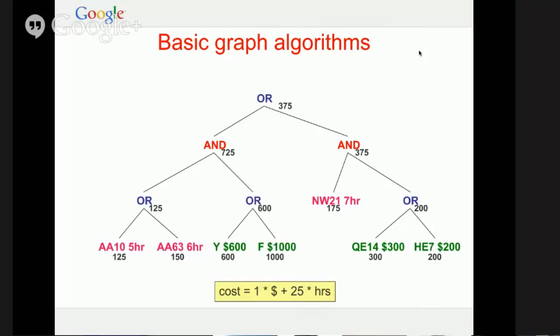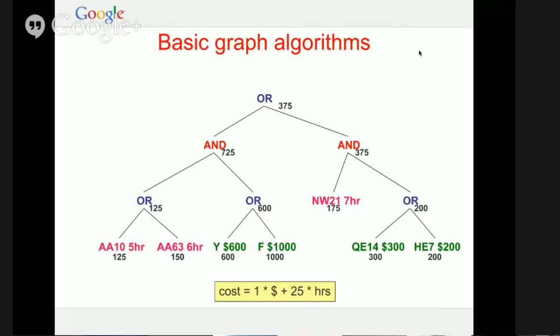So when you do that, say AA10 takes 5 hours, in which case the cost is 125. AA63 takes 6 hours, so the cost is 150. So $600 fare, the cost is 600. $1,000 fare, the cost is 1,000. NW21 takes 7 hours, so the cost is 175, and so on. So now let's start propagating these values from the leaves upward.